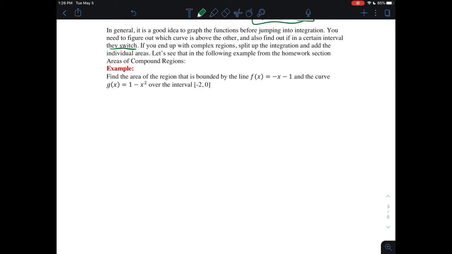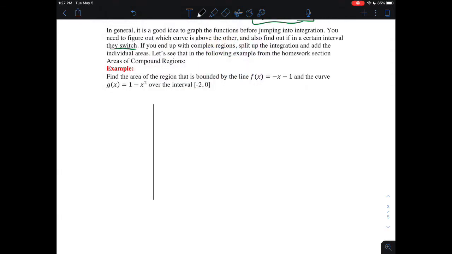We're going to see that in the following example, which comes from the homework section called Areas of Compound Regions. There's a couple of different homework sections on just this one topic. So this example says, find the area of the region that is bounded by the line f of x equal to negative x minus 1 and the curve g of x equal to 1 minus x squared over the interval negative 2 to 0. So again, I'm going to start this by sketching a graph.